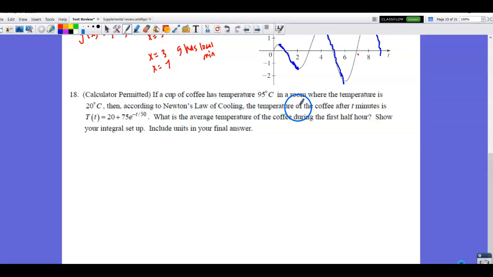According to Newton's law of cooling, the temperature of the coffee after t minutes is given by this function that you see here. What is the average? And right here, where you see average, students, understand, when it says average temperature, you can insert value of. That's the easiest way to figure out what you're to do. If it just says average temperature or average velocity or average, whatever, you can insert value of, and that helps you to know you're doing an average value problem on the temperature function.